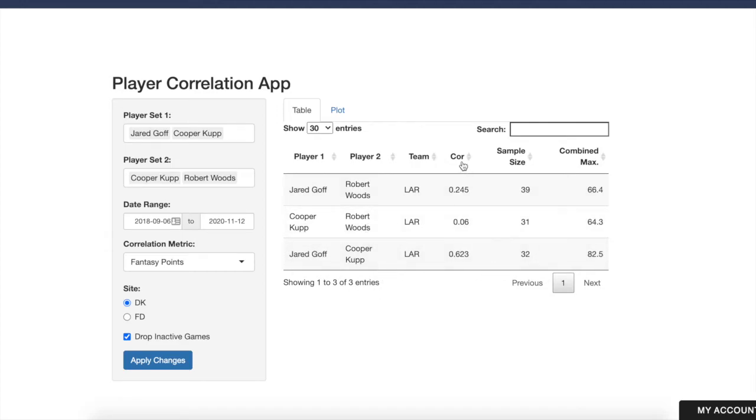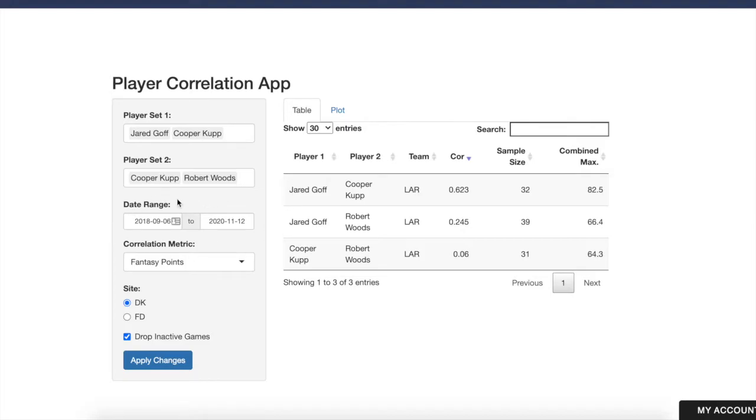And you can sort these different columns. So positive correlation, meaning when Jared Goff reaches a ceiling performance, it's more likely that Cooper Kupp reaches a ceiling performance, and vice versa. When Jared Goff fails, it's increased likelihood that Cooper Kupp fails. We also have a sample size column, just how many games these two players have played together within a date range, so you can filter on date range.